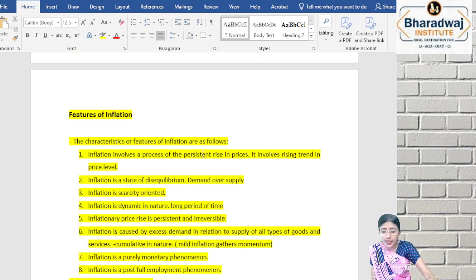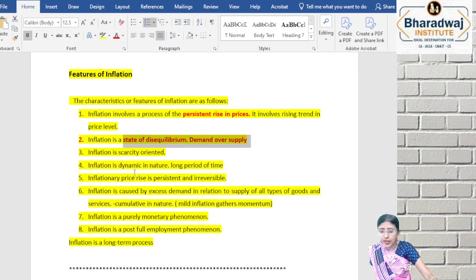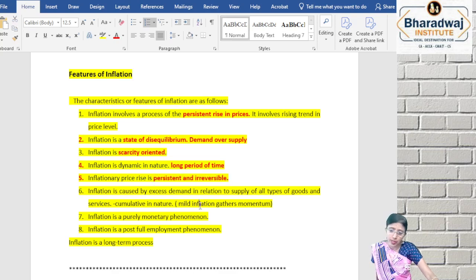Now, features of inflation. It is a state of persistent rise in prices. I will highlight the main point: persistent rise in prices, continuously rising. It's a state of disequilibrium. Remember, demand will be greater than supply. Inflation is scarcity oriented because of high prices. Inflation is dynamic in nature because it can go on for a long period, and that is why creeping inflation goes to the level of hyperinflation. Inflation is not only persistent, it is irreversible. You can't control it beyond a certain point.